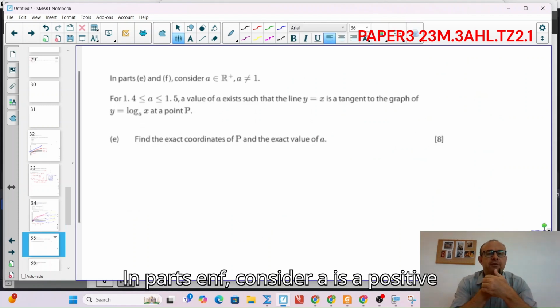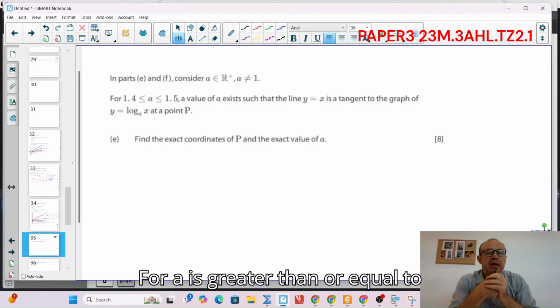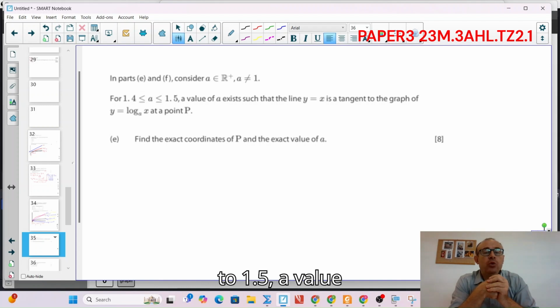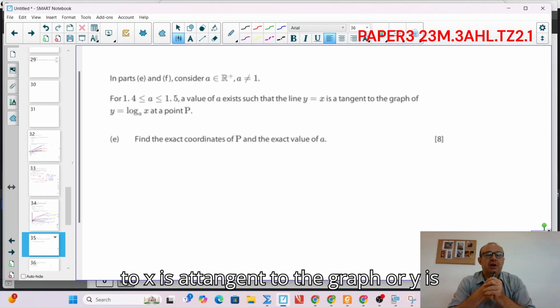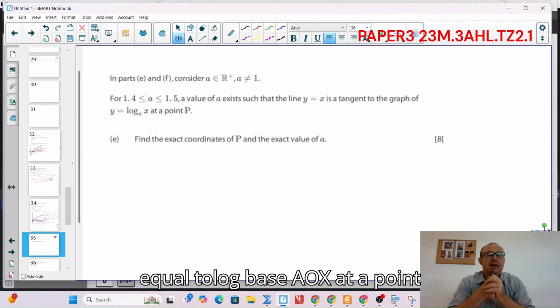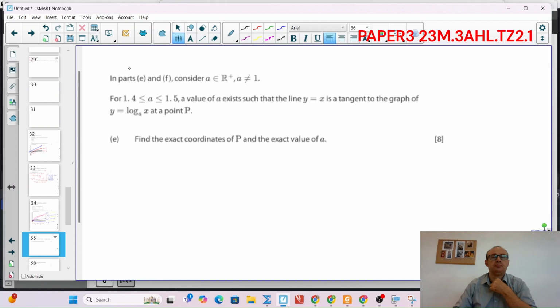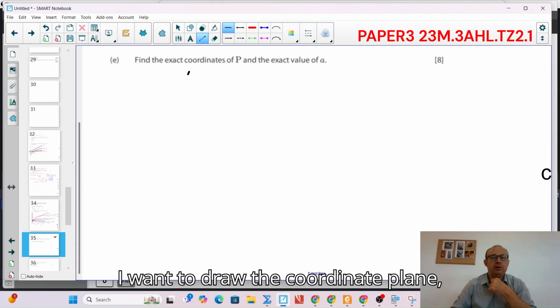In parts E and F, consider a is a positive real number and a is not equal to 1. For a greater than or equal to 1.4 and a less than or equal to 1.5, a value a exists such that the line y equals x is a tangent to the graph of y equals log base a of x at a point P. Find the exact coordinates of P and the exact value of a. I want to draw a coordinate plane.